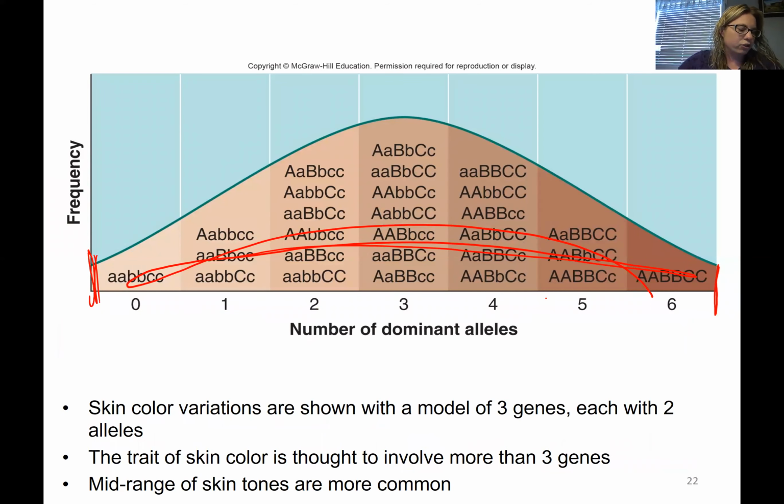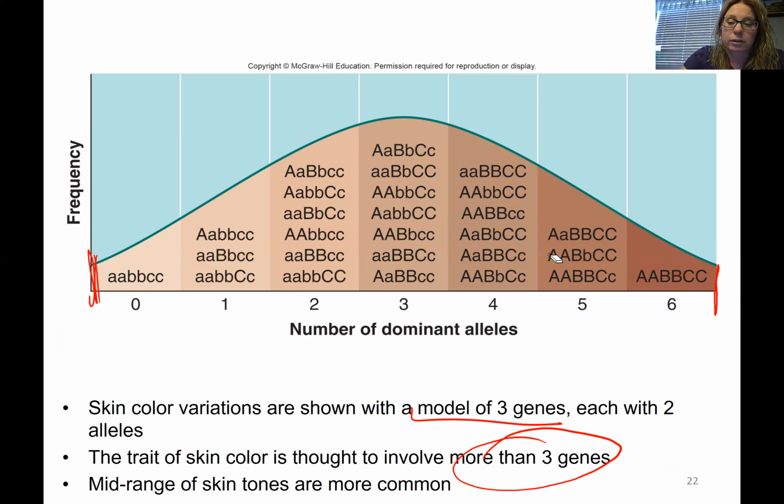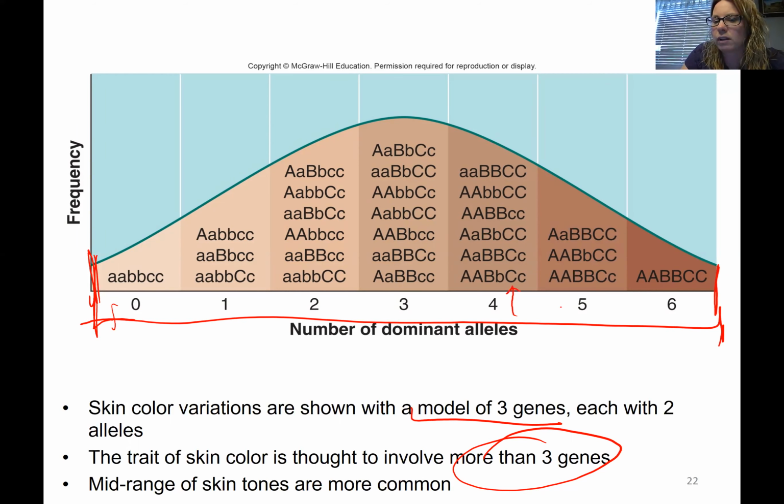There are 3 genes that control skin color, and each gene has 2 alleles. So skin color involves, the model here shows 3, but there's probably more than 3 skin alleles, skin traits. But it's a continuously varying model here again. It's the interactions, the expression of each of these 3 genes with their 2 alleles that determines which range a person might be in.